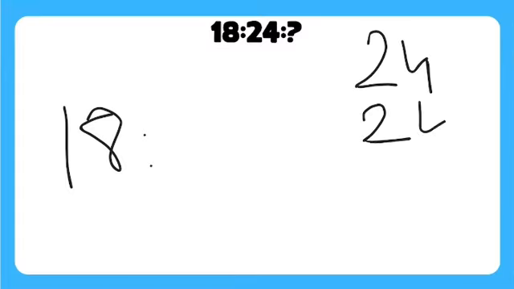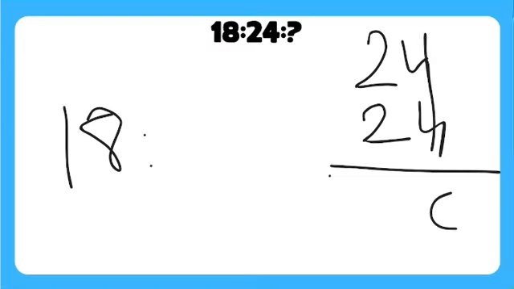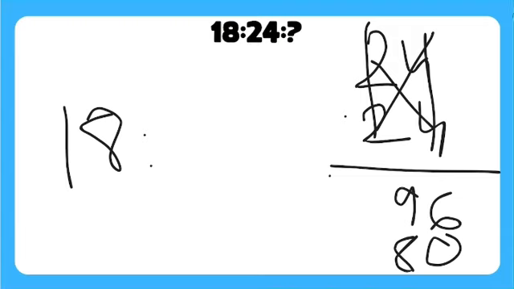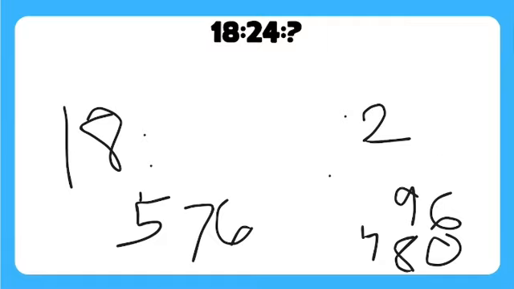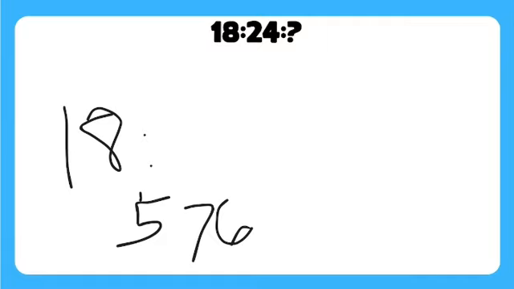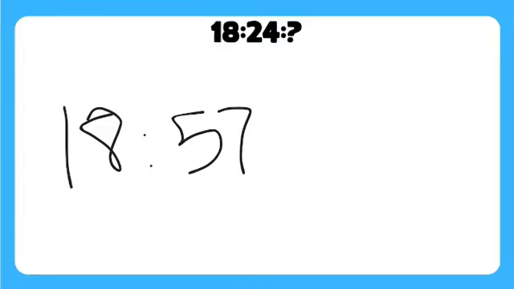24, 24. So 4 times 4 is 16. 4 times 2 is 8. With the carry it becomes 9. And now since this is 2, you put 0. 2 times 4 is 8 and 2 times 2 is 4. So we get 576. So we put 576 over here.